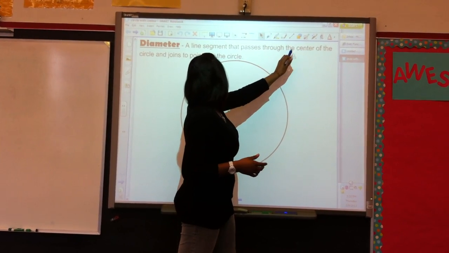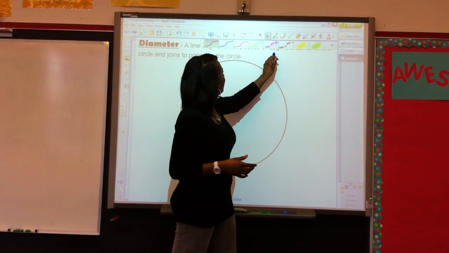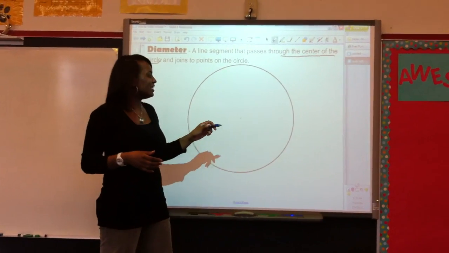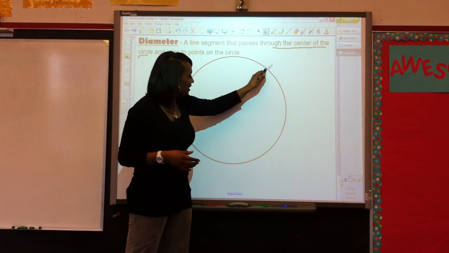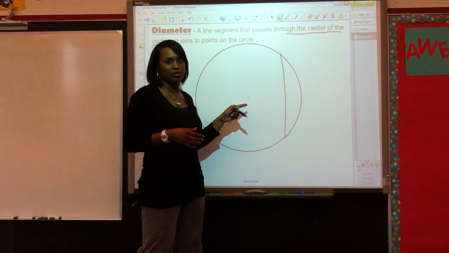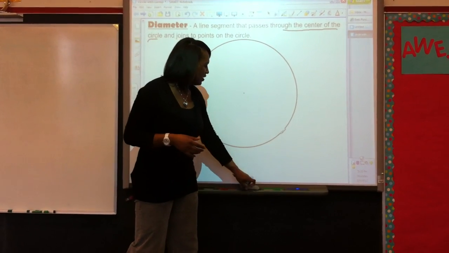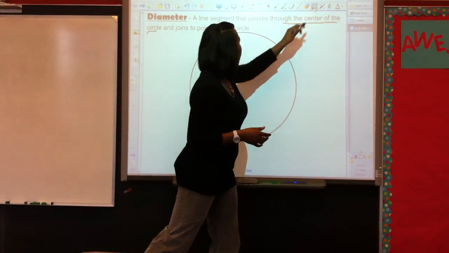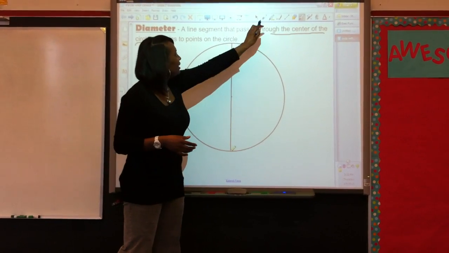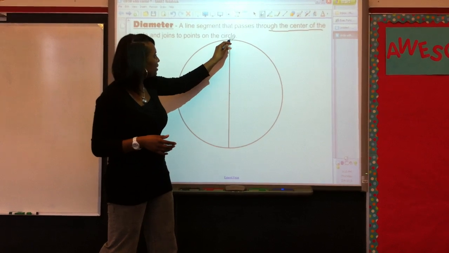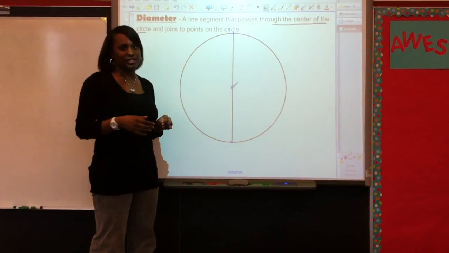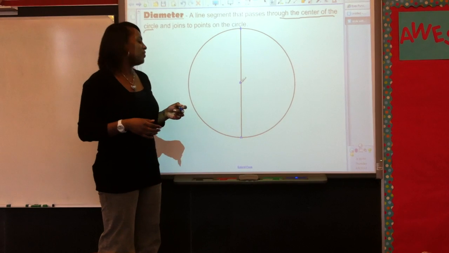The diameter must pass through the center of the circle. That is the main idea. Students need to know that if it does not pass through the center of the circle, then it is not a diameter. For example, this would not be a diameter because it does not pass through the center of the circle. So a correct drawing of the diameter will be something like this. It is a line that clearly connects two points on the circle, but it has to pass through the center of the circle. So that is an example of a diameter.